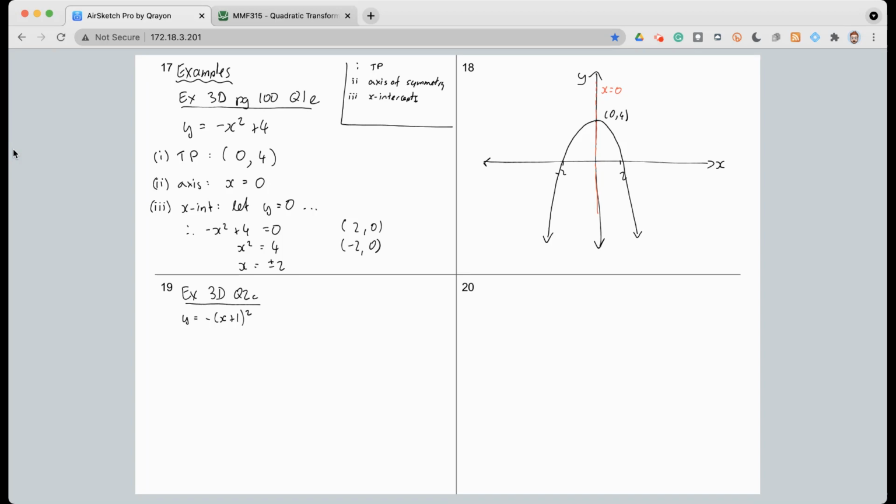Exercise 3D, question 2c, that's on slide 19 on this page. We've got y equals negative (x plus 1) squared. Again, a bit of a step back and have a look at what transformations we've been dealt here. We've got a negative here, so we know it's going to be a frowny graph. Okay, it's been reflected. We've got an x plus 1, which means we've translated to the left by 1. Remember, it's x minus h, but we've got a plus 1 here, which means we're going backwards. And there's no vertical translation.